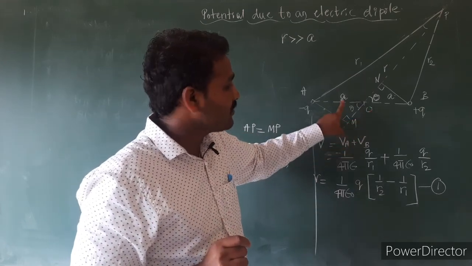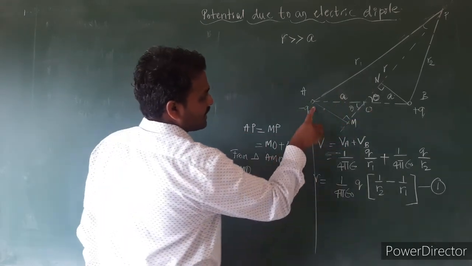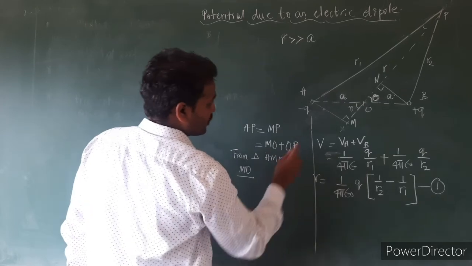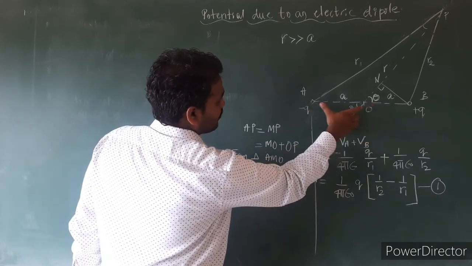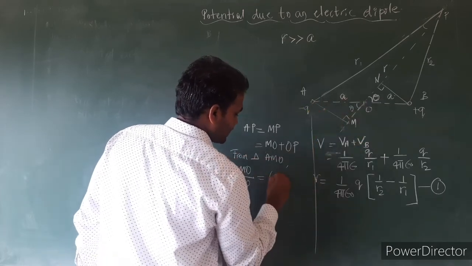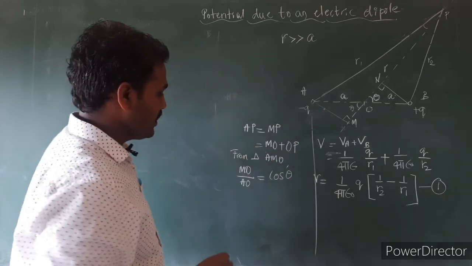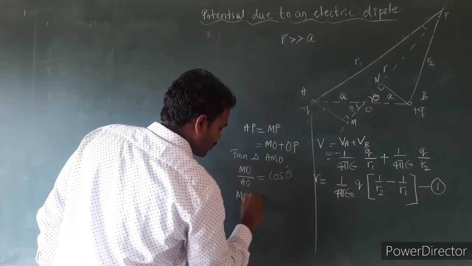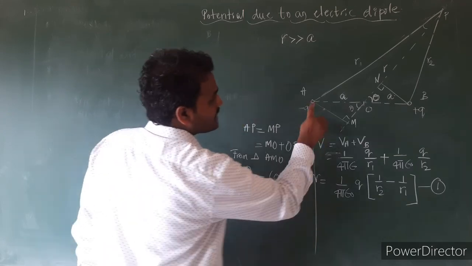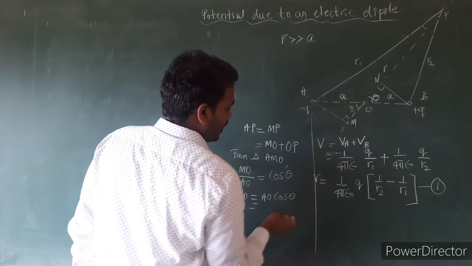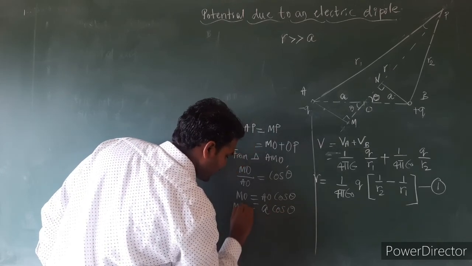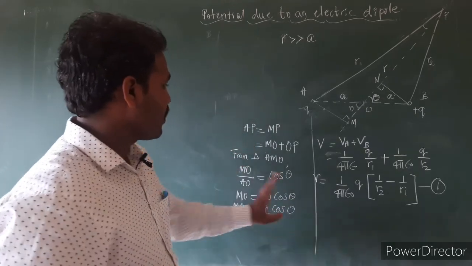Similarly, I am writing OM in the form of A. So, what will I do here? From right angle triangle AMO, I will consider this side. This is adjacent side divided by hypotenuse, that is MO divided by AO. That is adjacent side divided by hypotenuse, which is nothing but cos theta. Is it not? So, from this I can write MO is equal to AO into cos theta. But what is AO? AO is nothing but half of the dipole length, that is A. So, I can write MO is equal to A into cos theta.